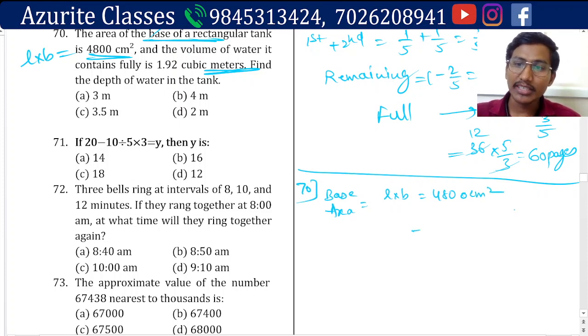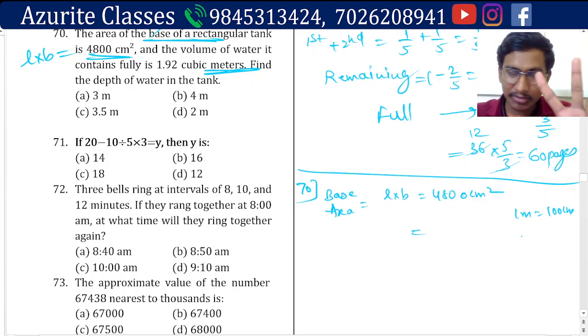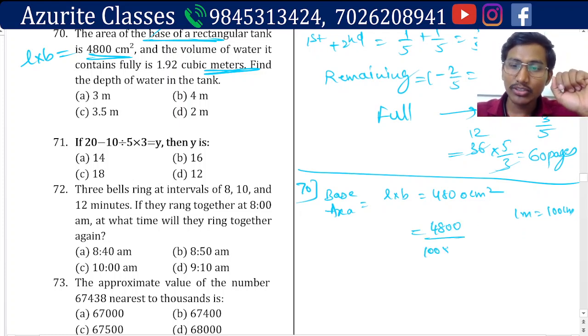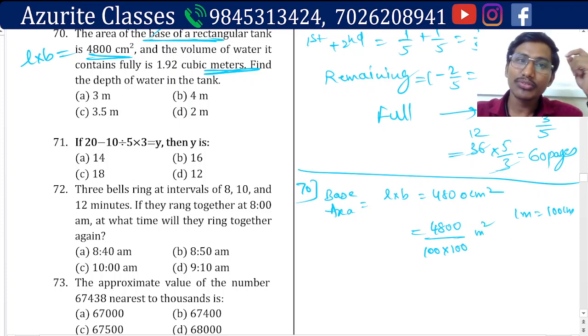Centimeter to meter square: I told you 1 meter means 100 centimeter. So meter square means 2 times, meter into meter, meter square. So 2 times we have to divide it. So 4800 divided by 100 into 100, we have to divide 2 times, it will become meter square. Now if you cancel it out, what answer will come? Here 2 zeros, here 2 zeros cancel.